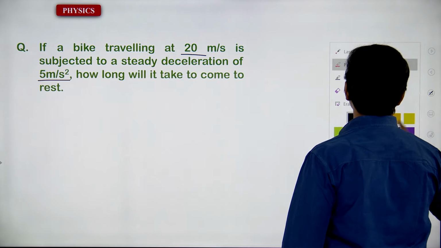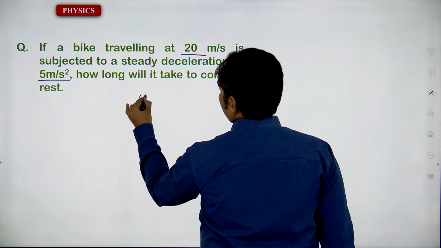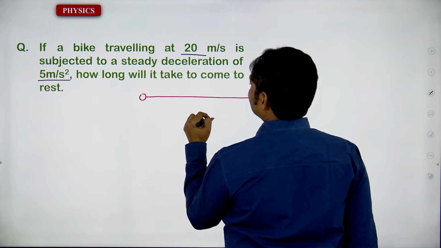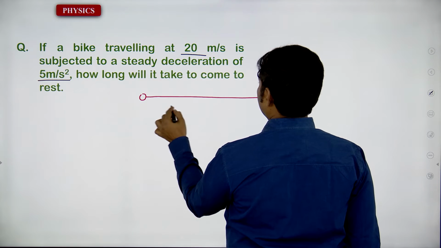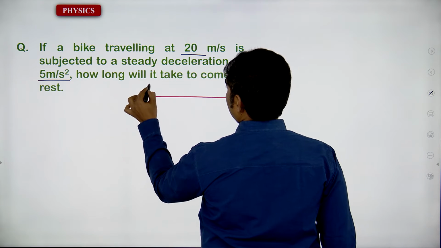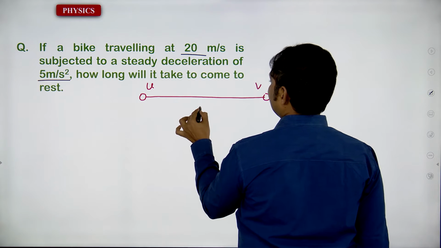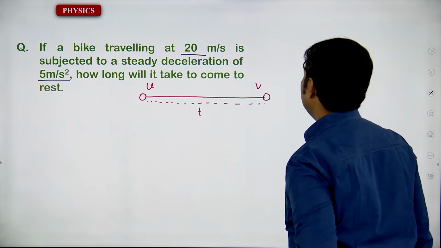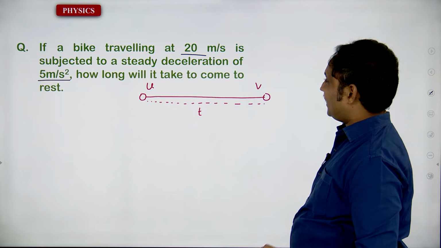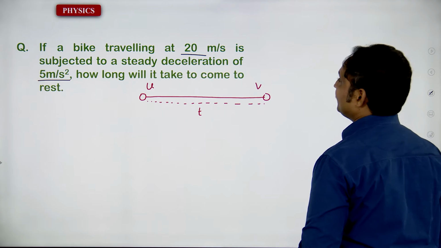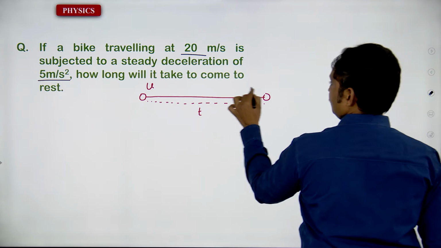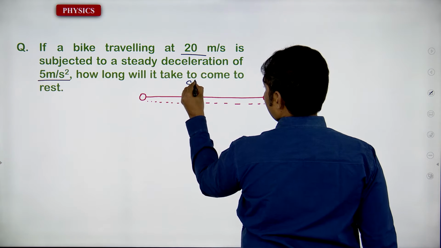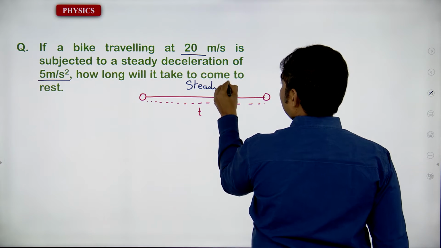Let's have the diagram. It is going to have an initial velocity, a final velocity and time t, and it has covered some distance. Steady deceleration, it's very easy for you. You will get that.